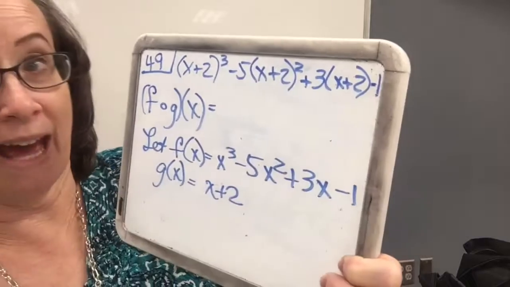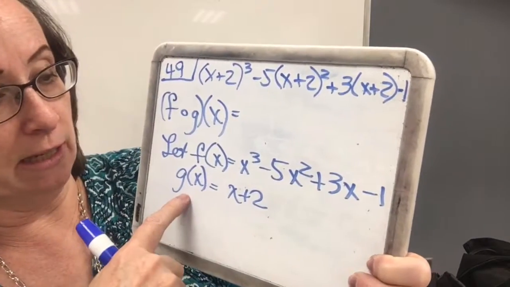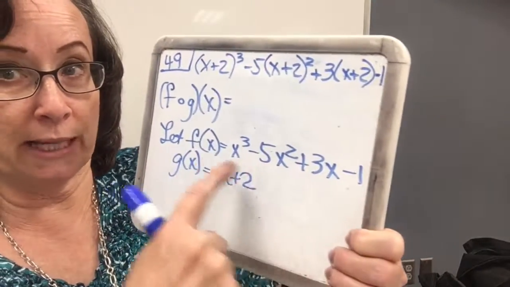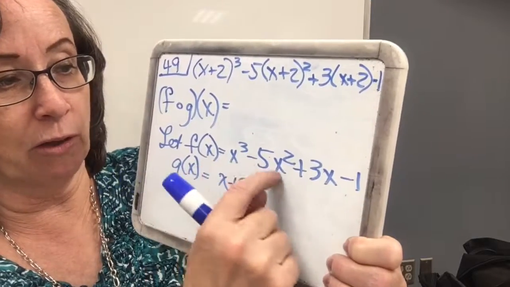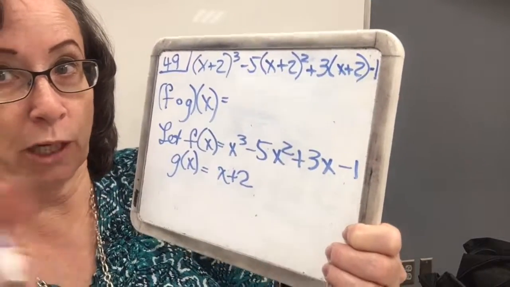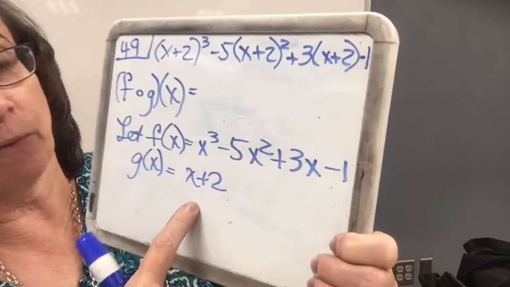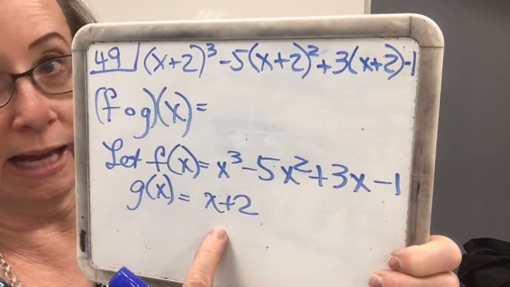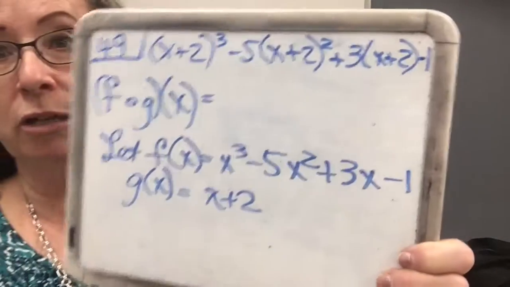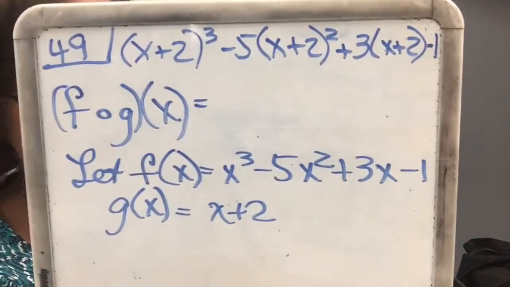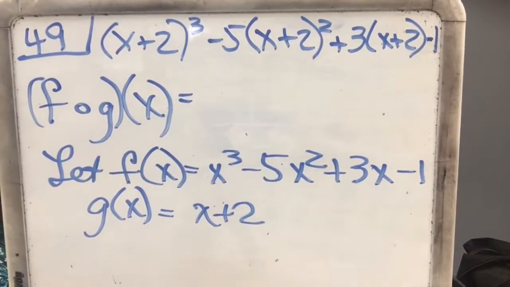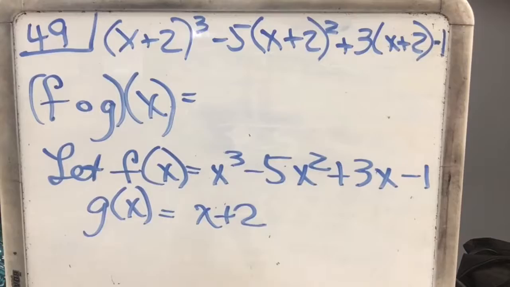Okay, so when you did f composite g, your f of x would be your base function. You would leave a little hole where each one of the x's is, put a little parenthesis in there, and in each one of those parentheses you would stick x plus 2. And wouldn't you get the original function back again? Okay, so that was number 49.